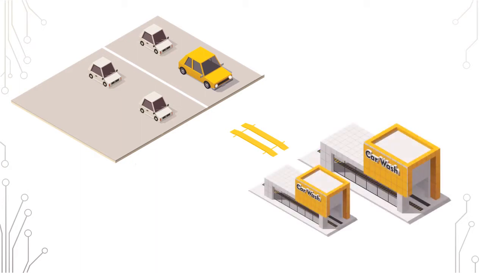Our second component is the car wash itself. The car wash includes two wash bays, a large wash bay and a small wash bay. The large wash bay can wash large and small cars, while the small wash bay can only wash small cars.